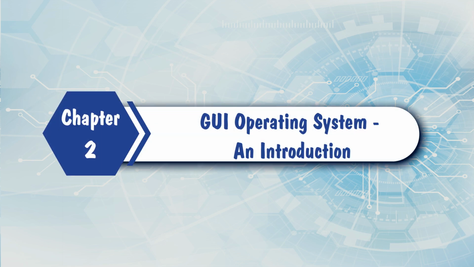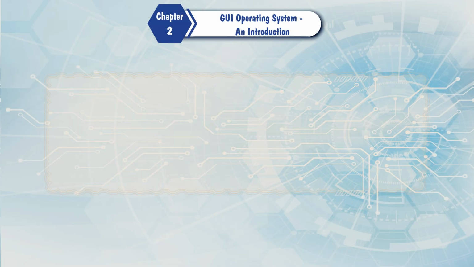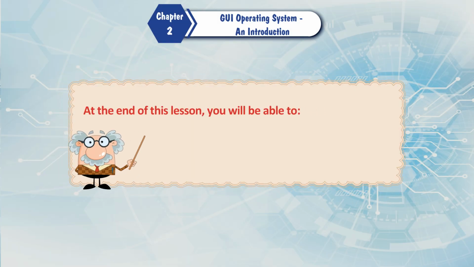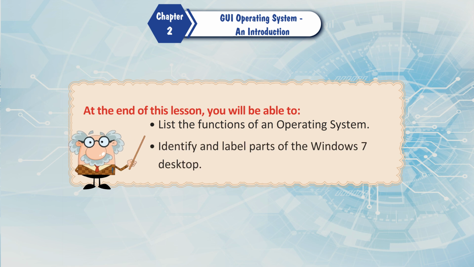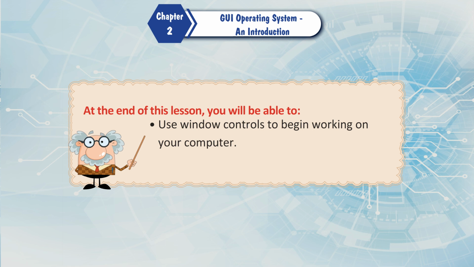Chapter 2: GUI Operating System, An Introduction. At the end of this lesson, you will be able to define and give examples of an operating system, for example, a GUI operating system. List the functions of an operating system. Identify and label parts of the Windows 7 desktop. Use window controls to begin working on your computer.